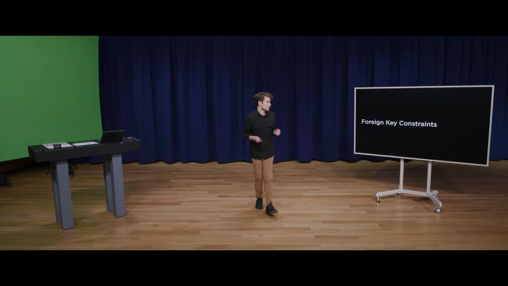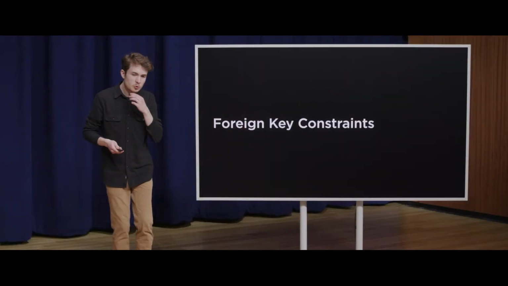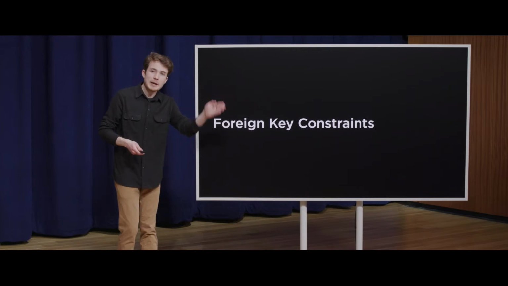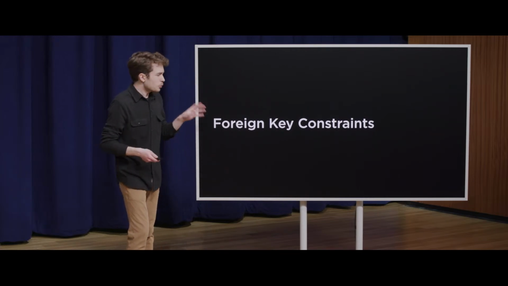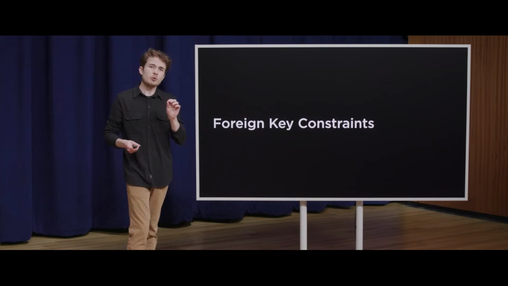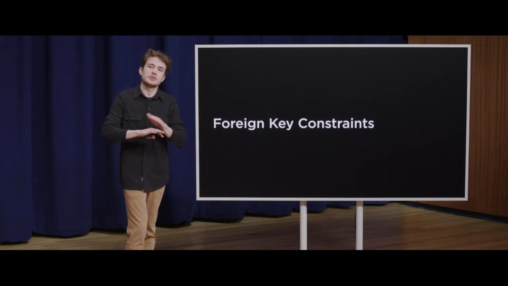Now, one example of this is a foreign key constraint, which means that you have some table with a primary key that is referenced by some other table. And we'll get concrete about this in just a minute, but it might mean that if you were to delete that primary key, that other table would have nothing to reference.